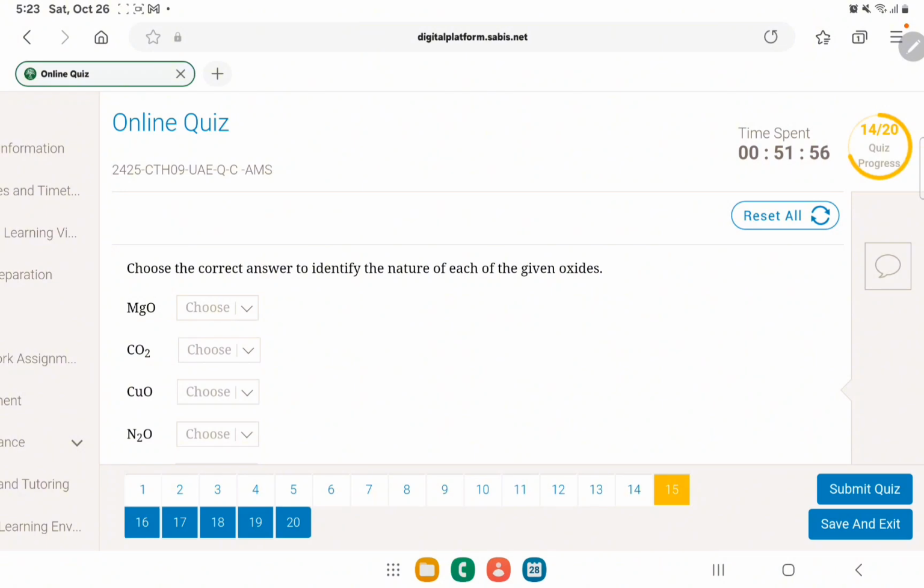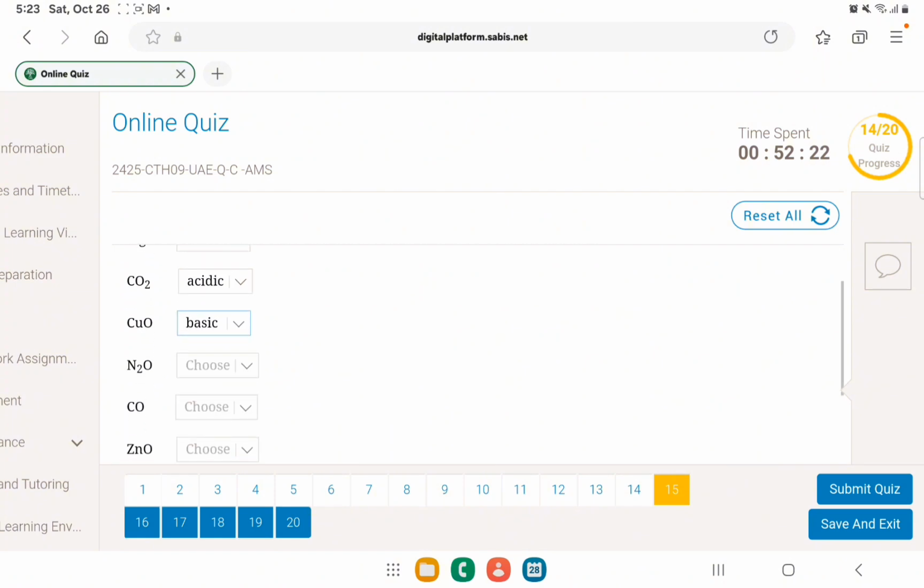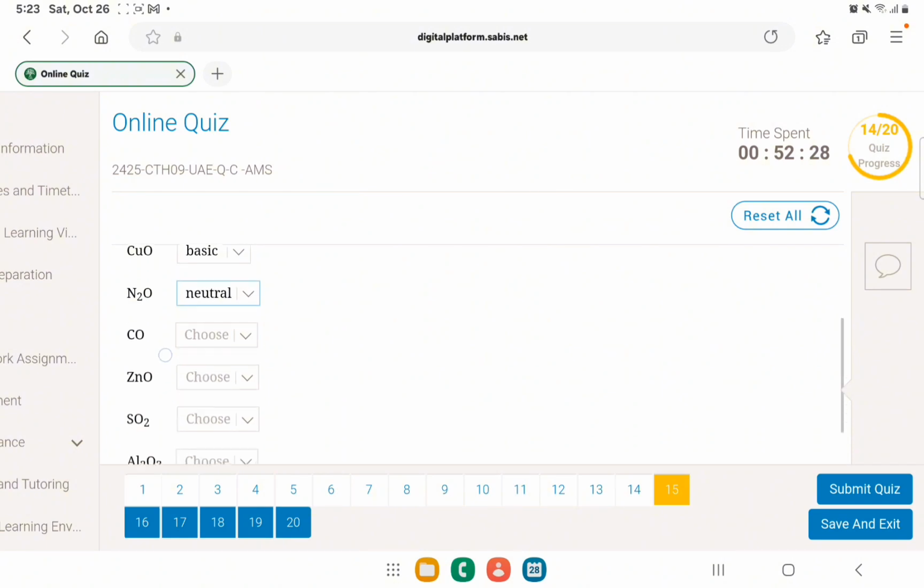question. So Mg is metal. So metal and oxygen is basic. CO2, C is non-metal, so non-metal and O we get acidic. Okay, and then Cu is a metal. So Cu and O is basic. N2O, that was in the last column or last row. It's neutral. CO, neutral.